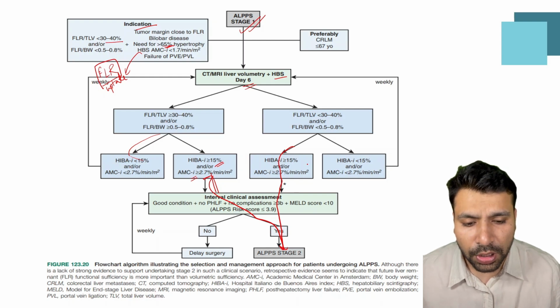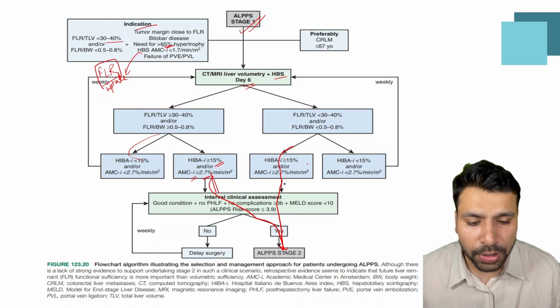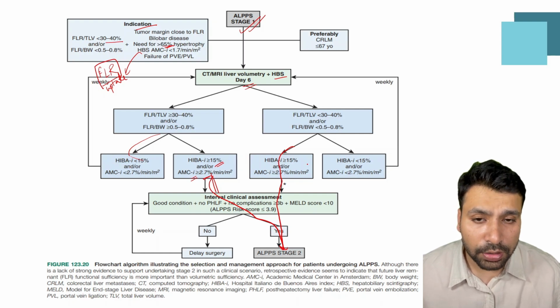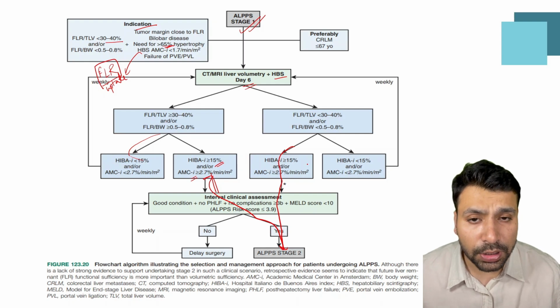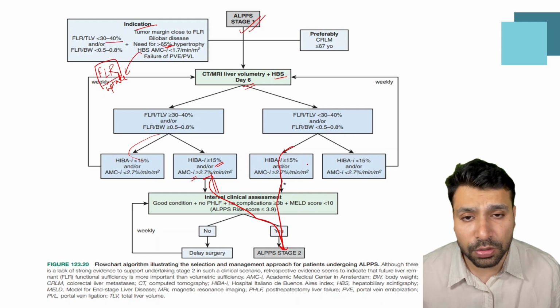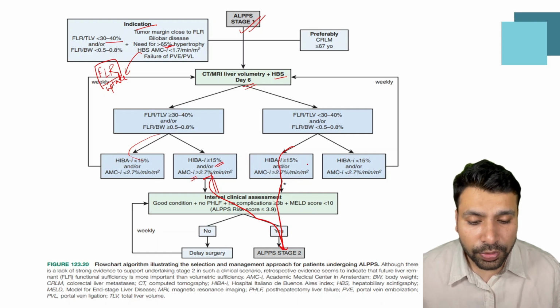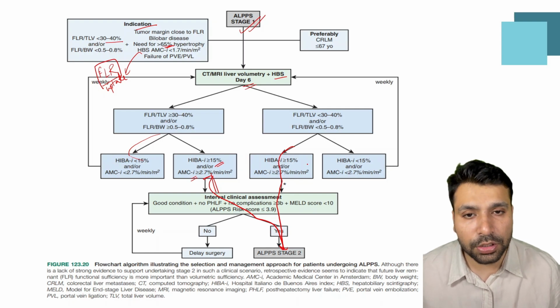We have done stage 1. Then on day 6, we do a scintigraphy, CT, SPECT CT, and we check for the FLR hypertrophy. Also, the uptake of the hepatobiliary agent into that FLR. The function and the volume, both are important. If both of them satisfy, and if the patient condition is good, he is tolerating the procedure, because now he has to undergo a second surgery, which is also major. So if the condition is good, no PHLF, no complication, then you go for ALPPS stage 2.